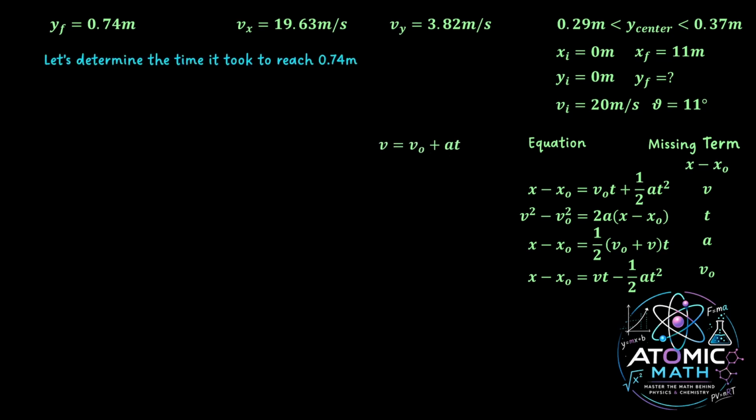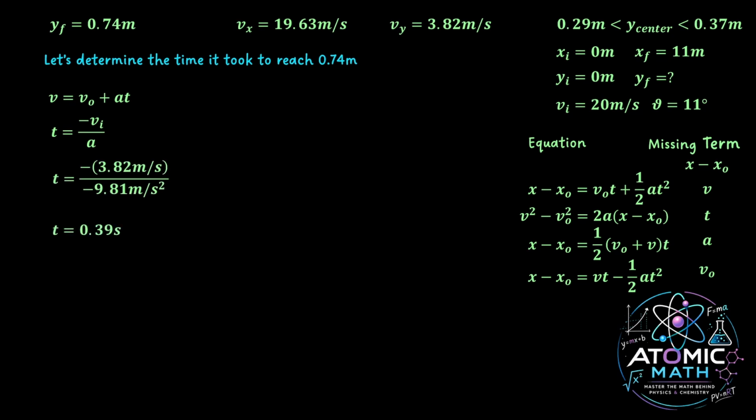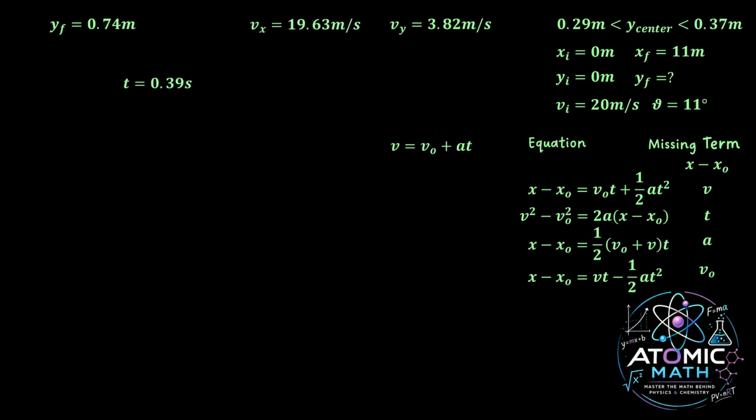Now, the easiest equation to find the time is this one here. And as I said, we already know that v final is going to be 0, so this is going to rearrange and simplify to this. And if we plug our values in, we're going to find that it takes 0.39 seconds to reach that 0.74 meters. So we can save that, put that up there.